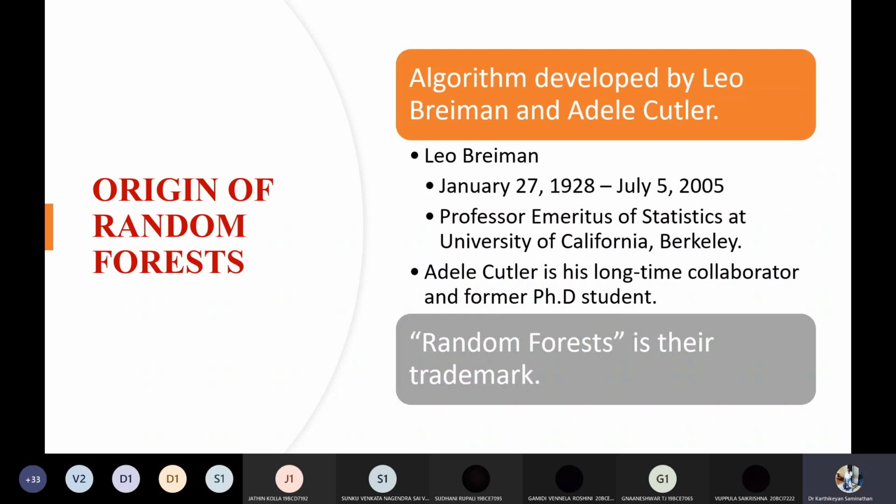Random forest started in an early year, then later upgrades kicked in, and finally it reached 2005. The emeritus professor of statistics at the University of California came up with this algorithm.